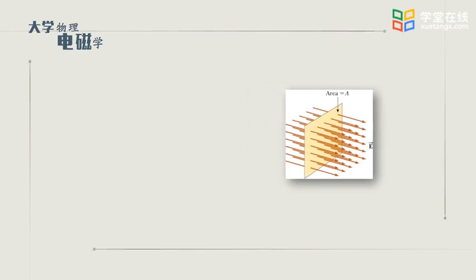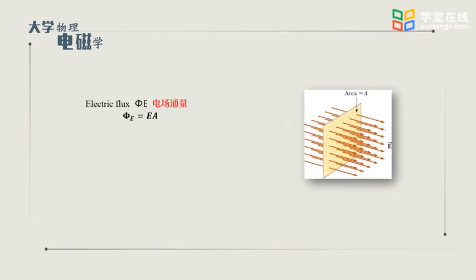The product of E and A is called electric flux. We use the symbol phi E to represent the electric flux. This equation is valid only for a very special case where the electric field is uniform and the flat surface is perpendicular to the field lines.